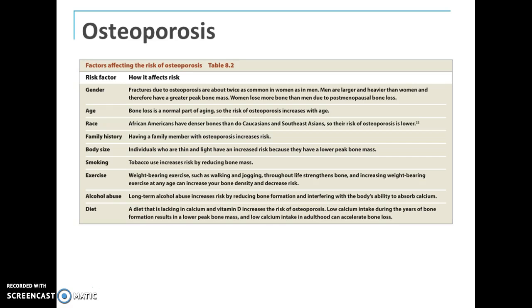If you're a smoker, you're going to decrease bone mass. Exercise, if it's weight bearing, does a similar thing as body size. So if you're constantly putting impact on your bones, they'll react by getting stronger. Also, alcohol and diet, having a diet that's high in calcium, high in vitamin D, as well as some magnesium and phosphorus can really contribute to bone mineralization.